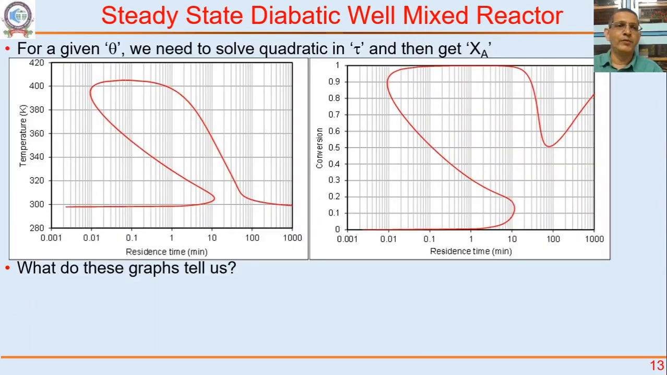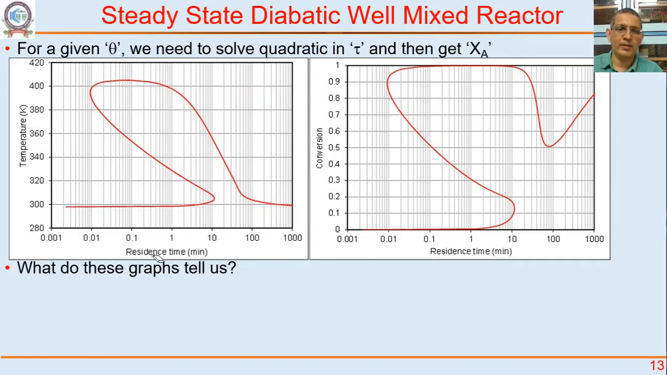Here is what you will find. Temperature versus tau, residence time. Temperature on y-axis versus residence time on x-axis, or conversion on y-axis versus residence time. You see now, like earlier, we have now multiple steady states. At some value of residence time, let's say 1 minute, I have three possibilities.